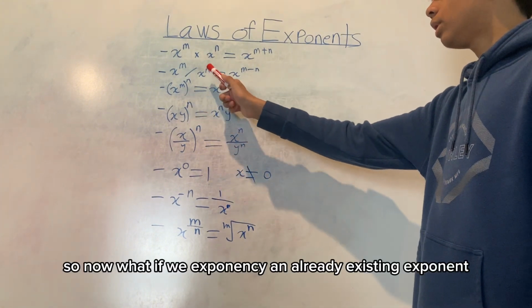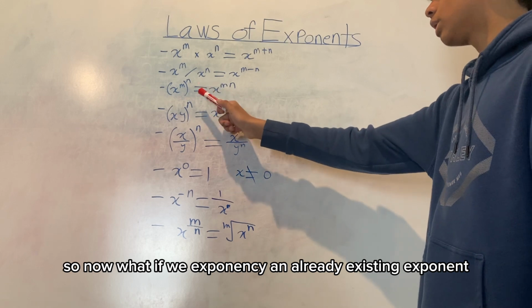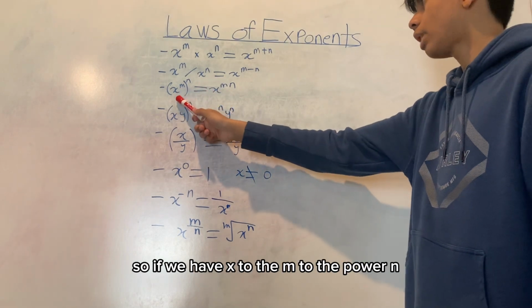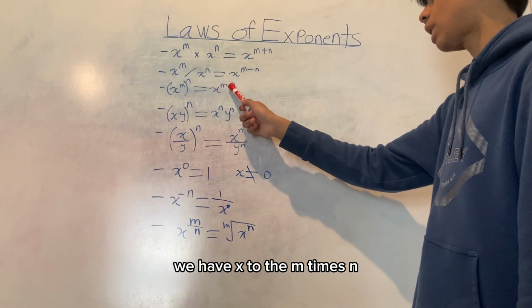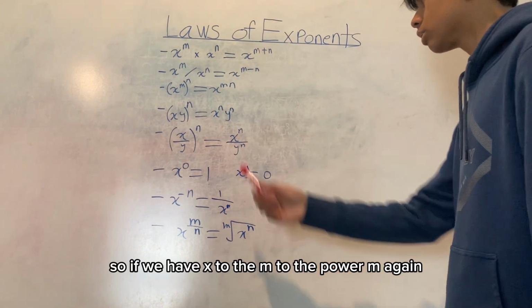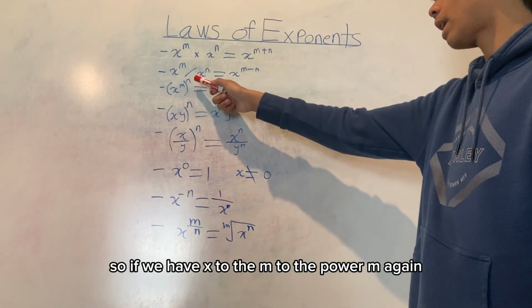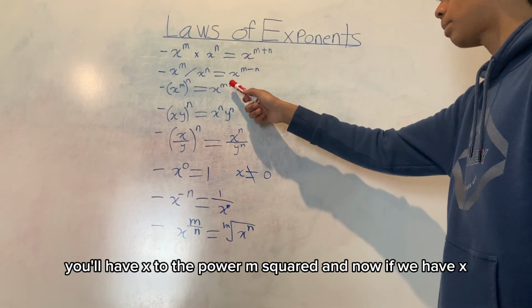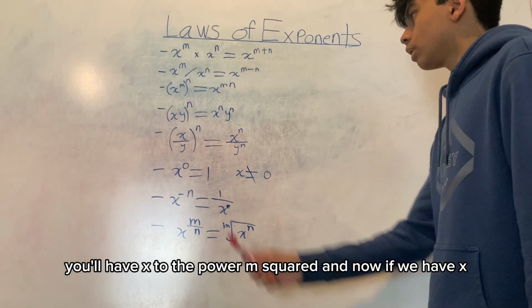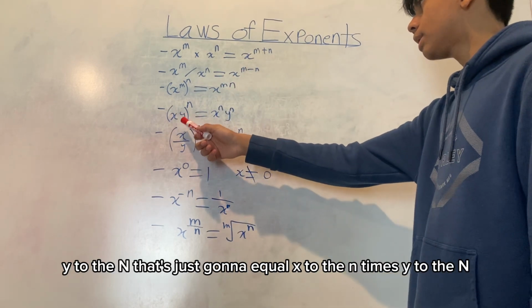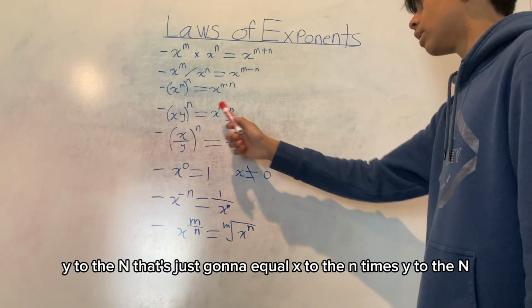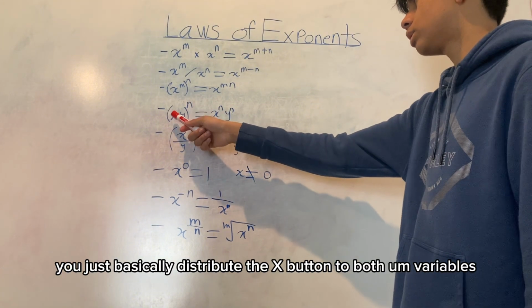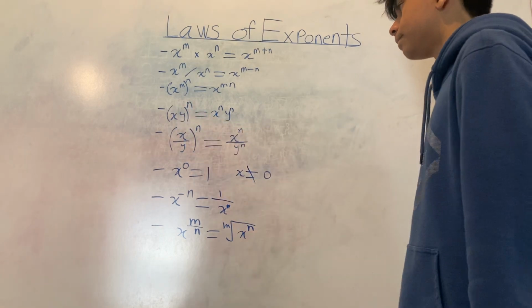Now what if we exponentiate an already existing exponent? If we have x to the m to the power n, we have x to the m times n. If we have x to the m to the power m again, you'll have x to the power m squared. And now if we have xy to the n, that's just going to equal x to the n times y to the n. You basically distribute the exponent to both variables.